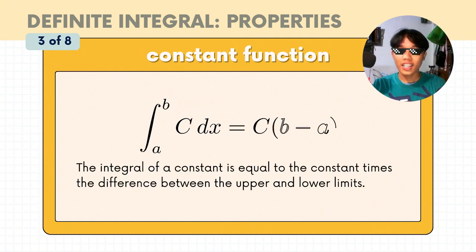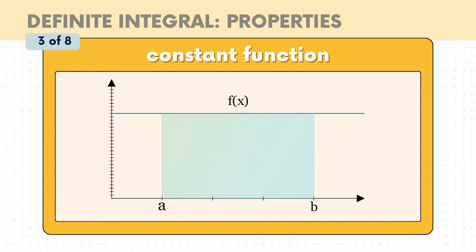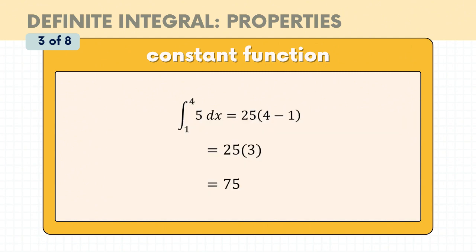The integral of a constant is equal to the constant times the difference between the upper and lower limits. To put it simply, if a function is constant, meaning it doesn't change, finding its integral means you just multiply the constant by the length of the interval, the distance between the two endpoints, which is like finding the area of a rectangle. Let f of x equal 5 squared. According to this property, we multiply 5 squared with the difference between our upper and lower limits. That is 25 times 4 minus 1, which is 3. So we get 75.